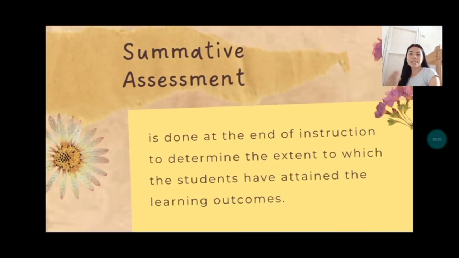Diagnostic assessments are designed to measure students' strengths, weaknesses, knowledge level, and skill sets. Next is the summative assessment. It's done at the end of instruction to determine the extent to which students have attained the learning outcomes. The goal of a summative assessment is to evaluate students' learning at the end of an instructional unit by comparing it against some standard or benchmark. Summative assessments are often high stakes, which means that they have a high point value.